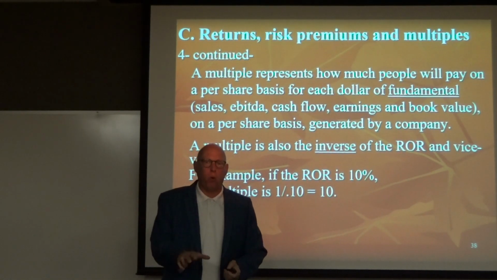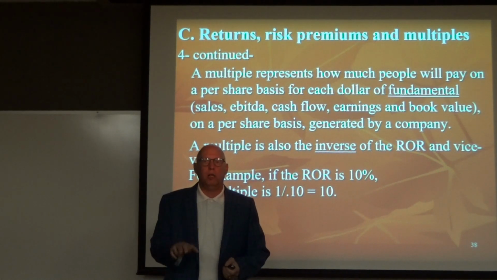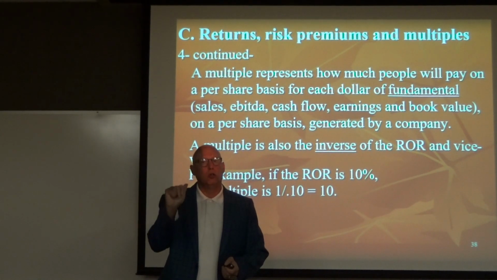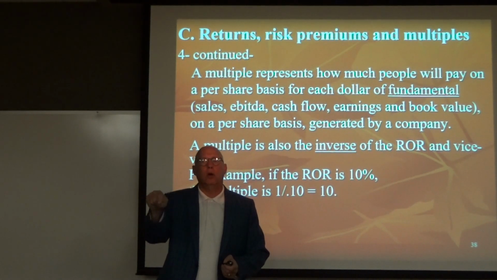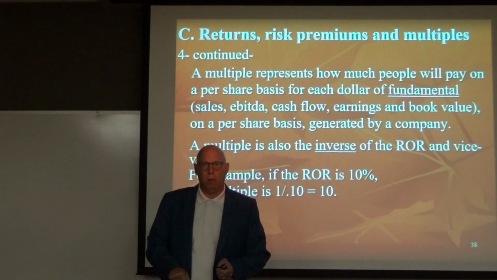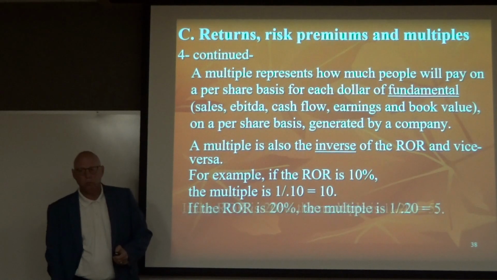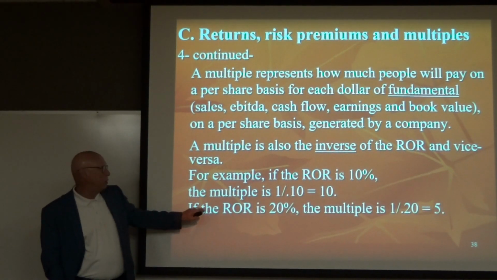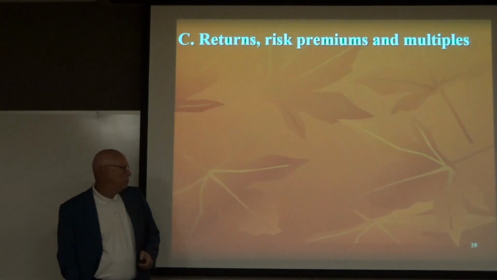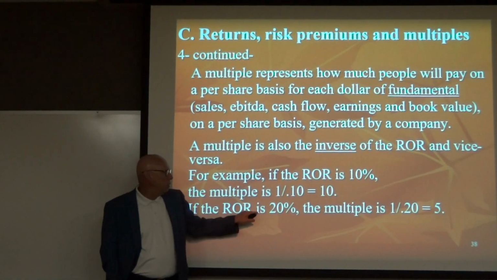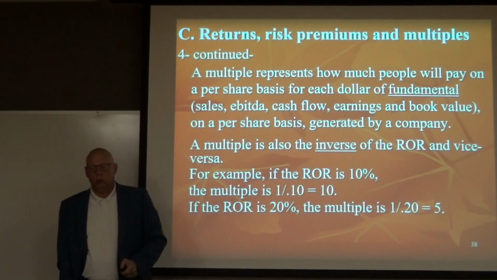So it's really, really important. One of the most important things you need to learn from this course is the relationship between interest rates, growth, mood, and the required rate of return and multiples. You need to understand those relationships. Very important. So if the required rate of return is 20%, the multiple goes to 5. So you can see when the required rate of return goes up, the multiple goes down.